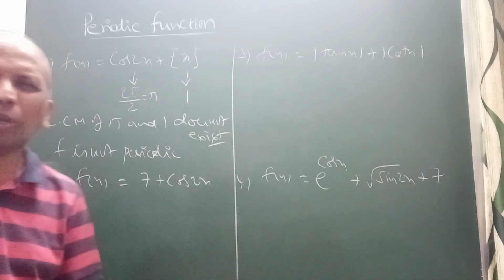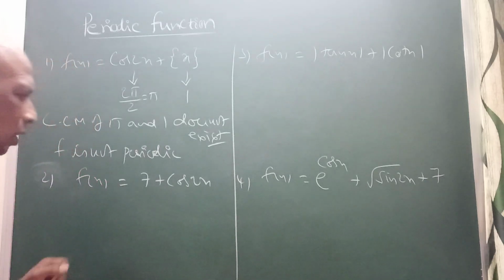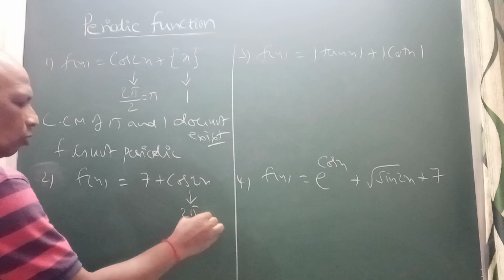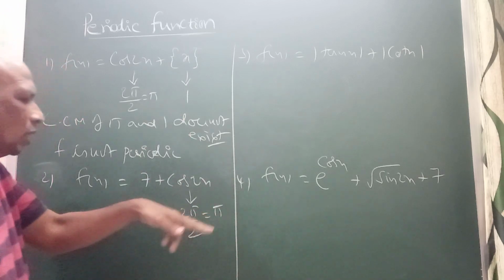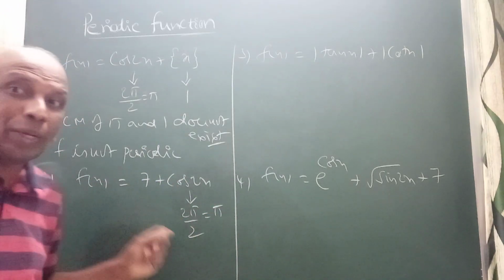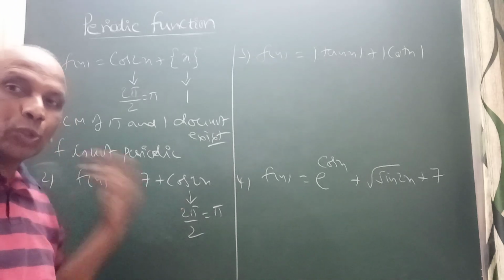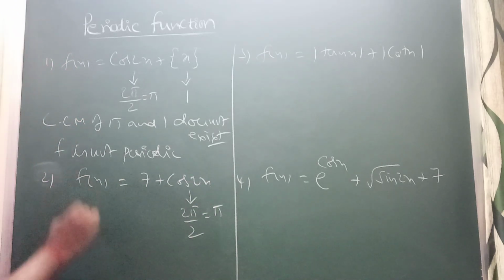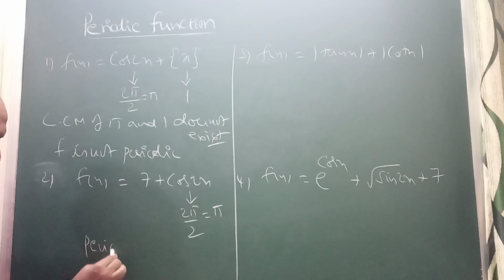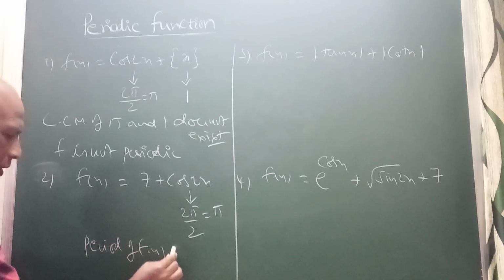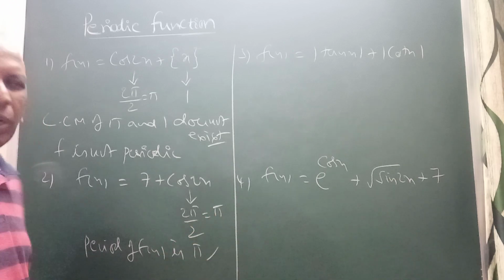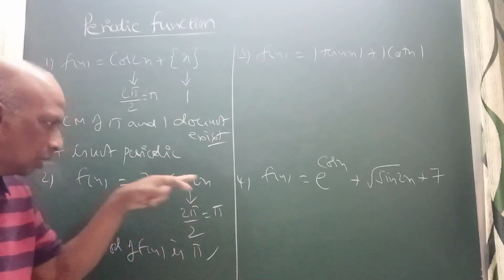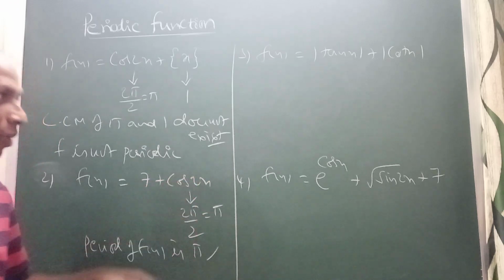Coming to this, 7 plus cos 2x. Now you can say the period of cos 2x is 2 pi by 2. It will be pi. Same thing, this pi is the period of cos 2x, because the period doesn't depend upon the constant. How much you add, there is no change. Only the coefficient of x matters. So the period of f of x is pi only. If I add 2021 plus cos 2x, there is no change. Only the period depends on the coefficient of x.